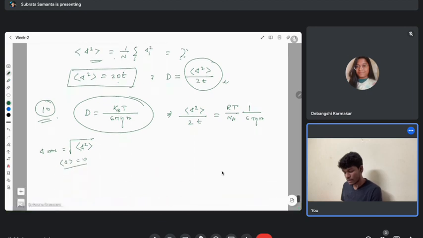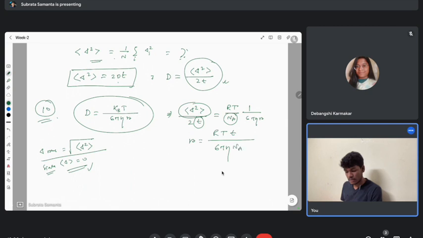So since delta average is 0, delta RMS is root of delta square average. You know the delta average square, the time interval t, and the Avogadro number Na. Everything is known, so we calculate just r. So r is RTt by 6 pi eta Na delta square. This is the radius of this particle.